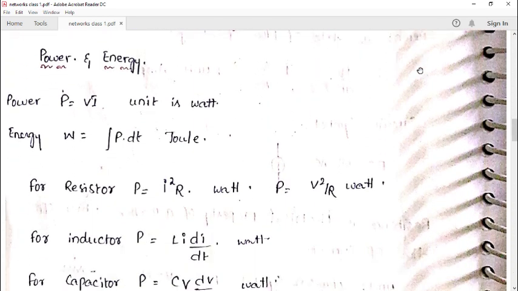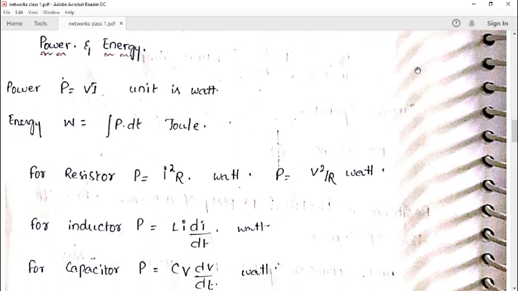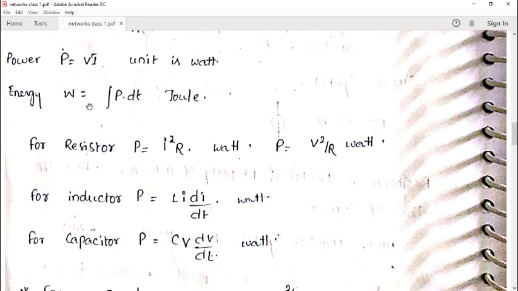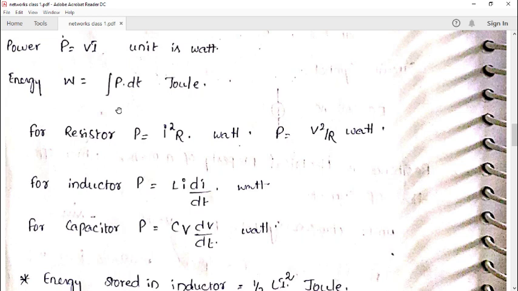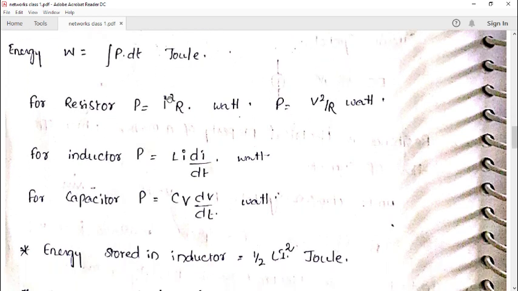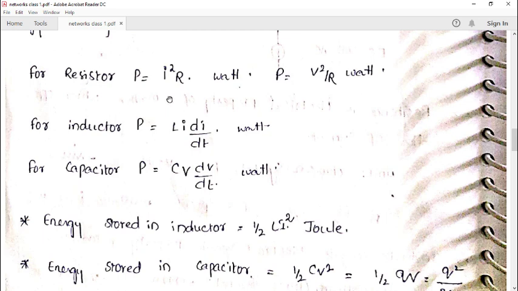So let us move to power and energy. Power is P equal to V into I. Unit of power is watts, and energy is work done. We can call it electrical energy. It is power into time. The unit of energy is joule, and a very important formula. The power equation of resistor is P equal to I square R watt. Or when we replace I with V by R, it is P is equal to V square by R watt.